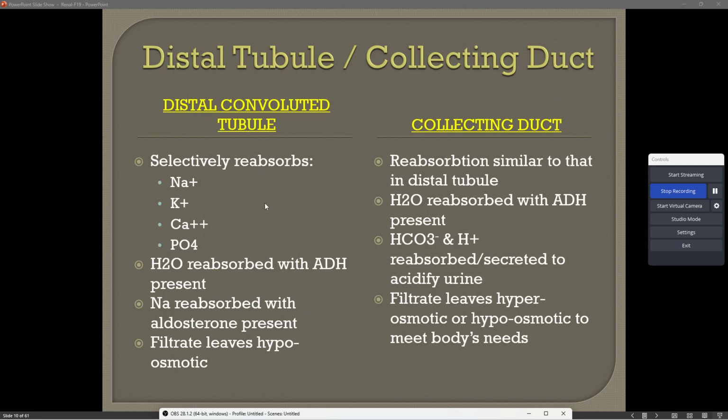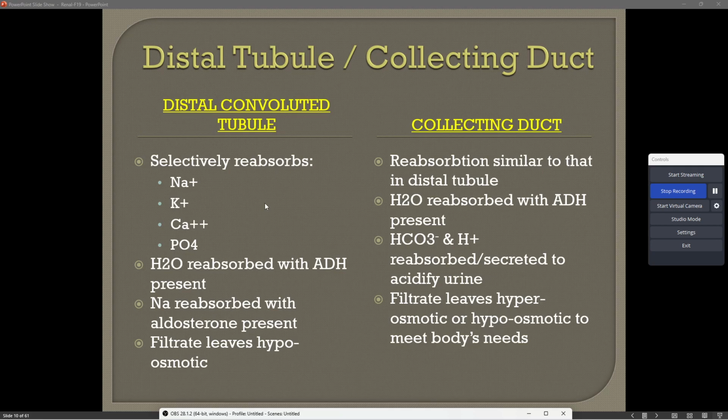Another name for aldosterone is vasopressin, and we give vasopressin in the hospital to regulate blood pressures in patients that are either in a state of shock or are currently hemorrhaging. So, fun facts. But anyway, once it's gone through the distal convoluted tubule, the filtrate we have left is hypoosmotic. The collecting duct, so we definitely need to know the collecting duct, okay?